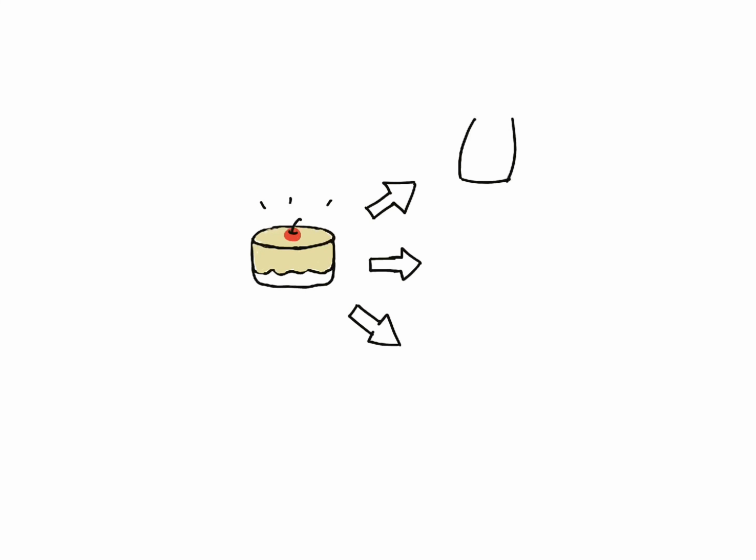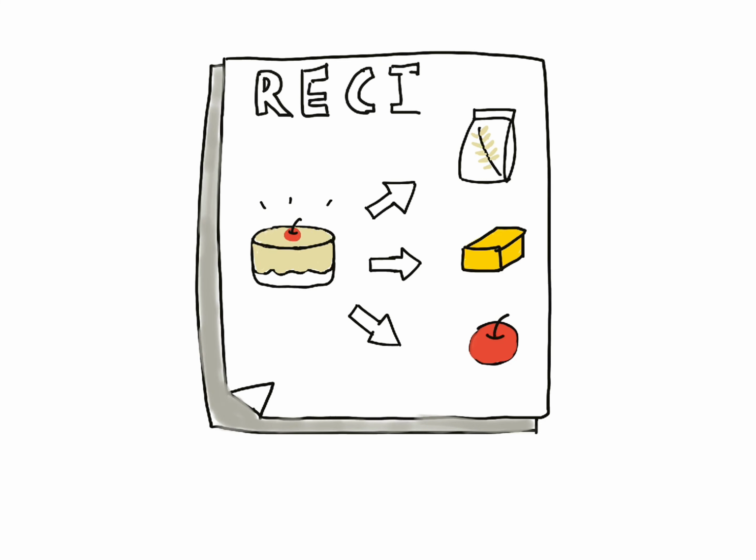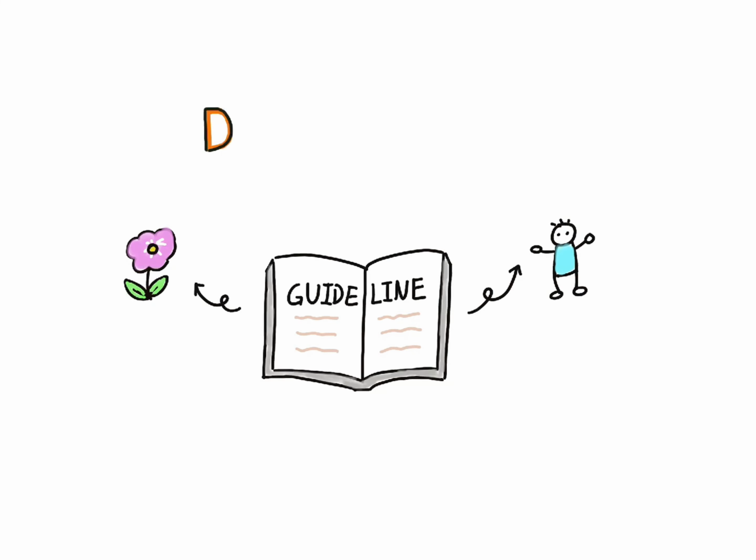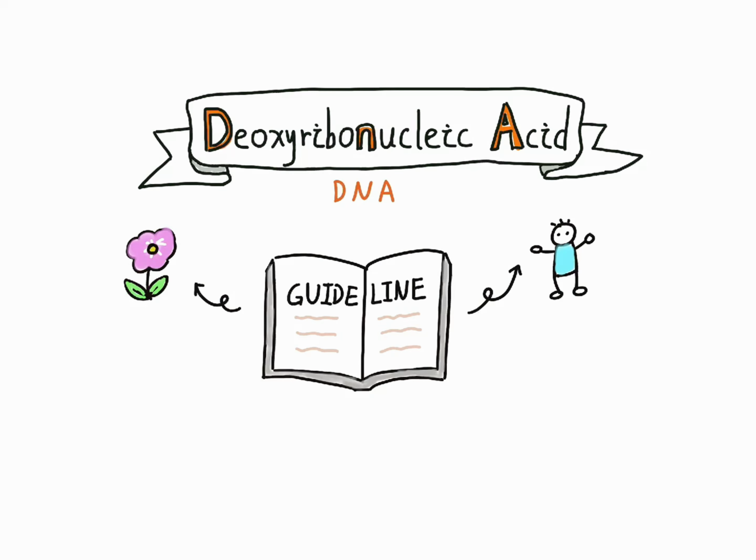What is one of the first things you need to bake a cake? Sure, ingredients are important, but they're only useful if we have a recipe to follow. Similarly, every living thing requires a guideline in order to be formed. This guideline is provided by deoxyribonucleic acid, or DNA for short.